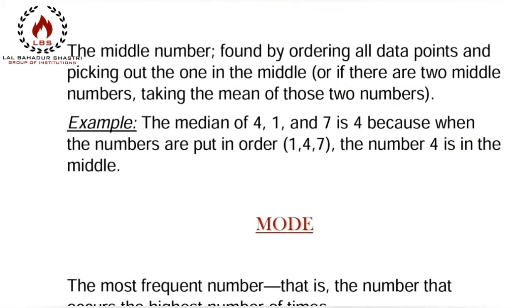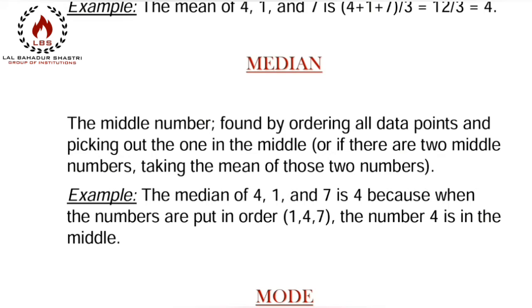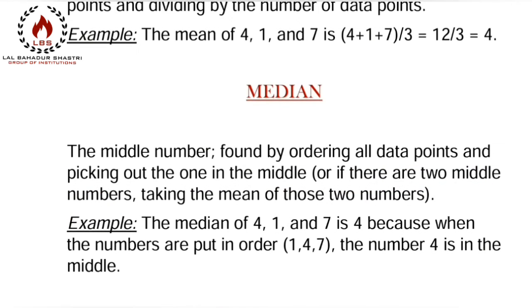So what is median? Median is the middle value of the data set. First you order all the data points and pick out the one in the middle. Or if there are two middle numbers, suppose we have the numbers 1, 2, 3, 4, 5. If the count is odd, then finding the middle number is easy. This 3 is the middle number, so our median is 3.